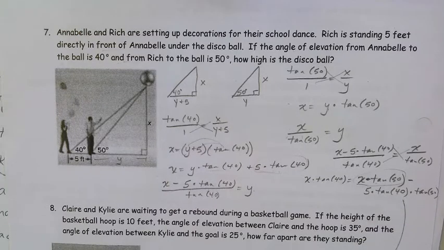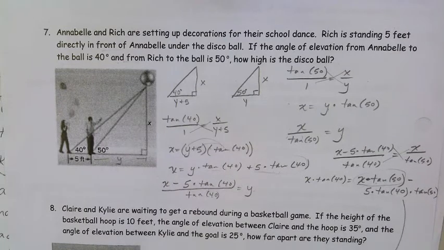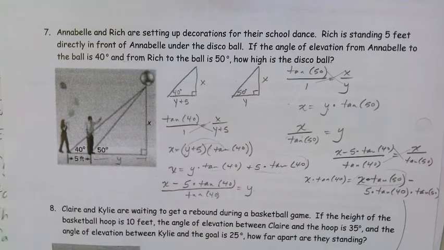And that will equal, let's see here, a negative 5 times the tangent of 40 times the tangent of 50. Okay? Now what I want you to see over here is this.